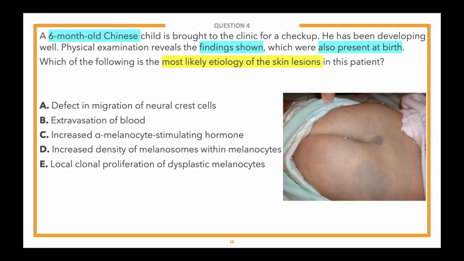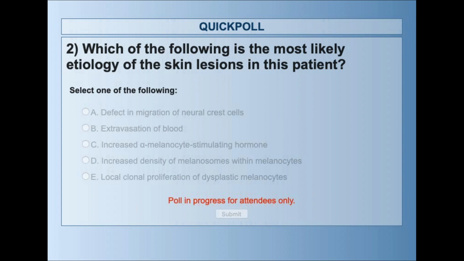We've got 5 answer choices here. Once again, I'm going to start at the bottom and work my way up to the top. E, local clonal proliferation of dysplastic melanocytes. D, increased density of melanosomes within melanocytes. C, increased alpha melanocyte stimulating hormone. B, extravasation of blood. And A, defect in migration of neural crest cells. So we're going to open up that poll. Go ahead and select what you think is the most likely etiology, and we'll talk about it in just a few seconds.